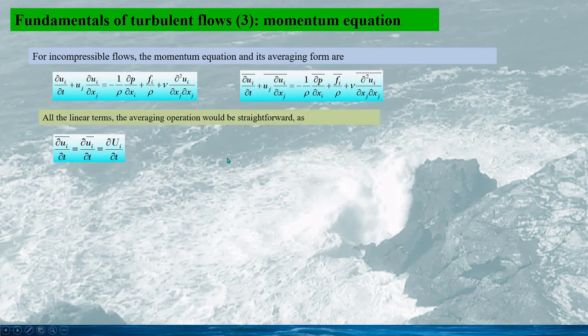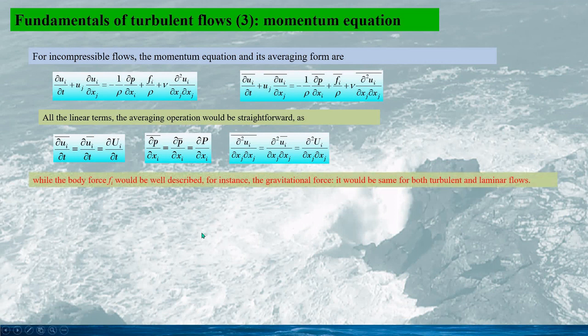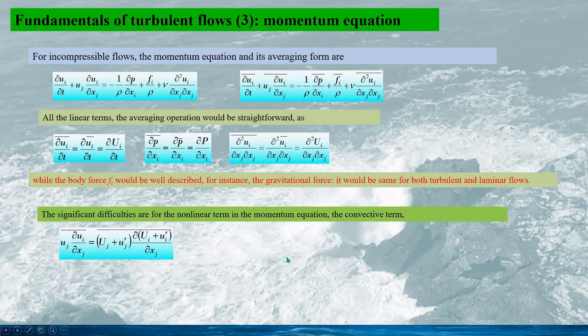For the linear terms, the averaging operations would be very straightforward as this on the velocity time rate, on the pressure gradient, and on the term for the viscous force. While the body force Fi is normally well described, for instance, the gravitational force, it would be the same for both turbulent and laminar flows. The significant difficulties come from the nonlinear term in the momentum equation, the convective term.